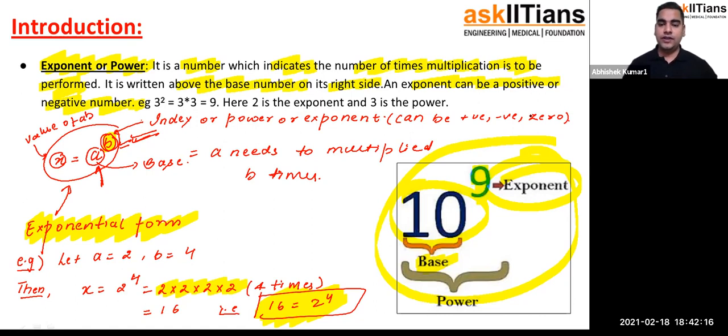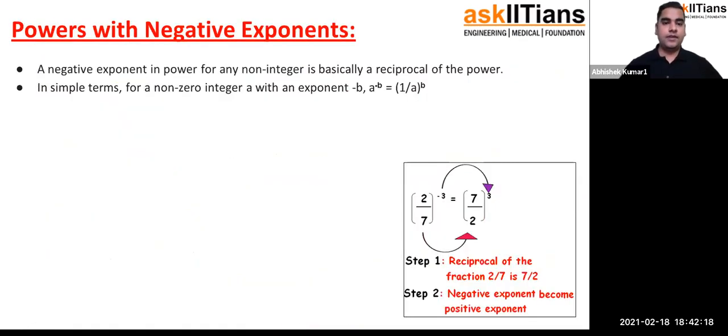All right, shall we move ahead? Okay. So now we have powers with negative exponent. A negative exponent in power is basically a reciprocal. So it's nothing, frankly speaking. It's very easy. What are we trying to say? Here we are talking about negative exponents, or negative powers in short.